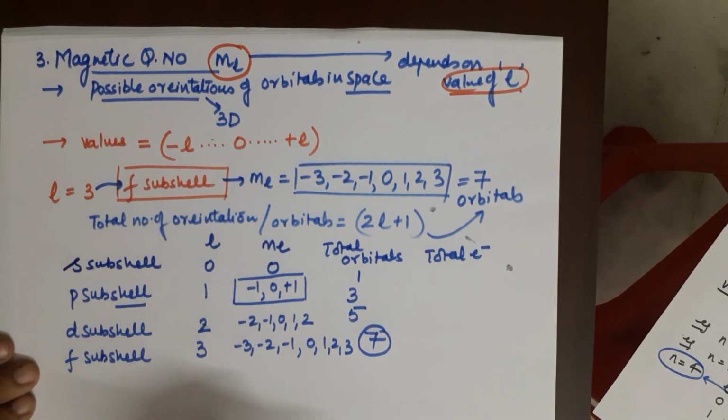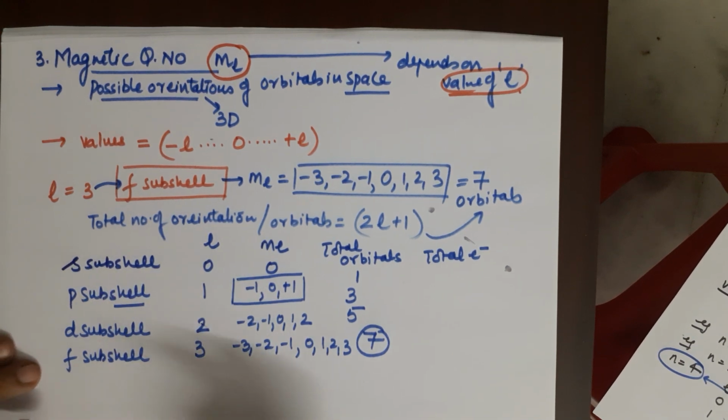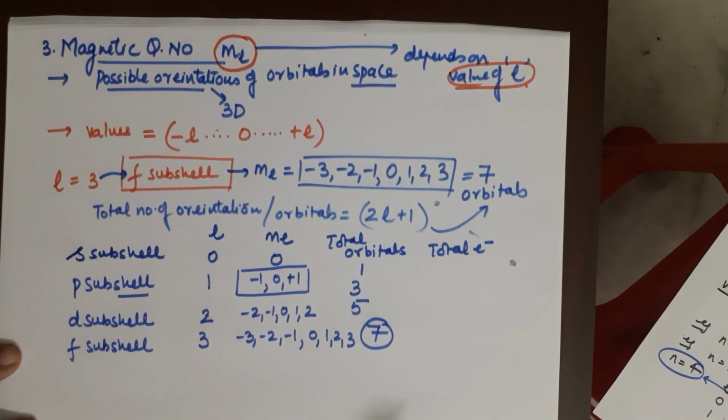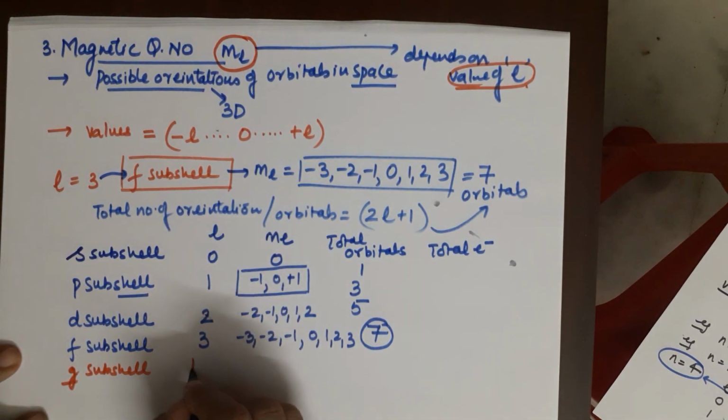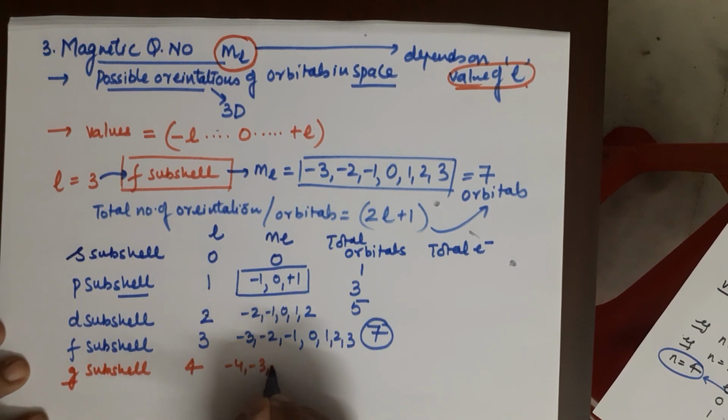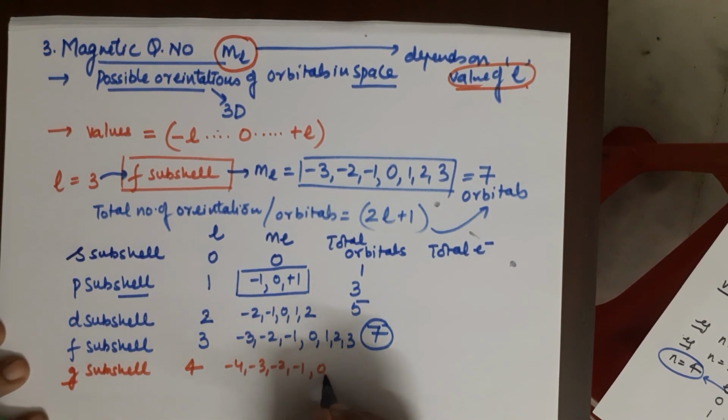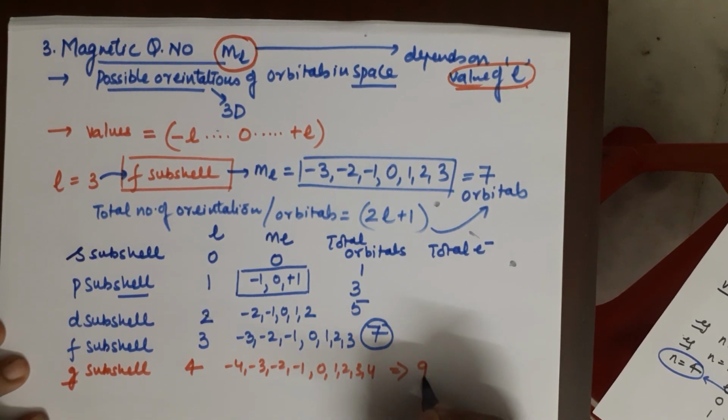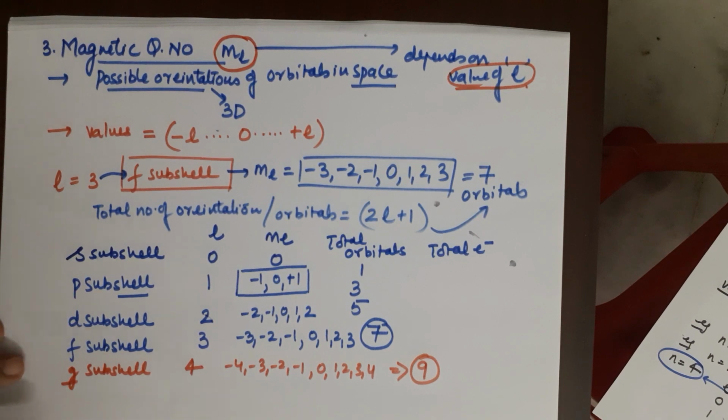You can do it for the next also. I'll try it out for you. Of course, we don't require it anymore. As of now, we are in no need of this. S, P, D, F. Let us take if you have a G subshell. In case you have a G subshell, what will be the value of L? 4. What will be the values of ML? Minus 4, minus 3, minus 2, minus 1, 0, 1, 2 and 3 and 4. Count the total values, it comes out to be 9. Is that clear?